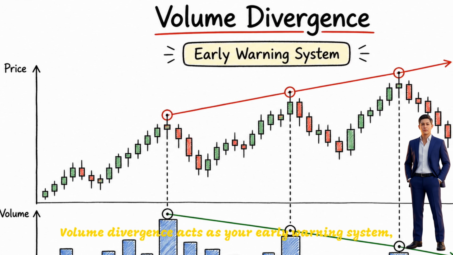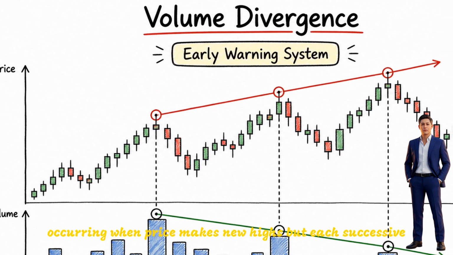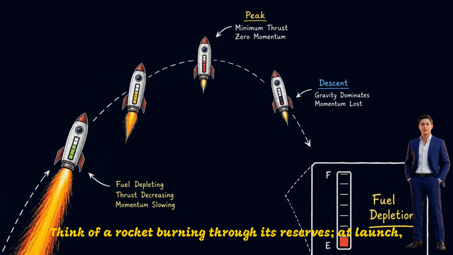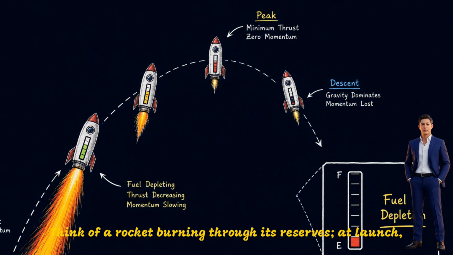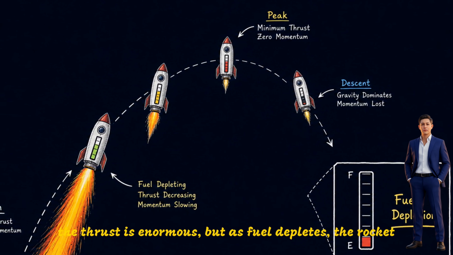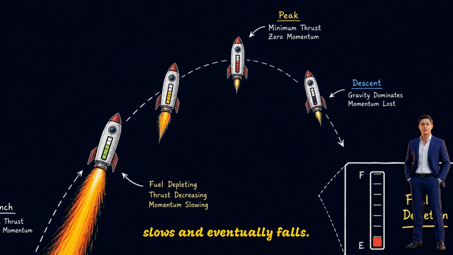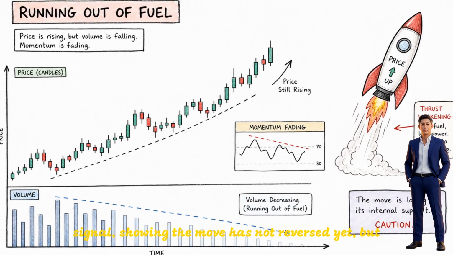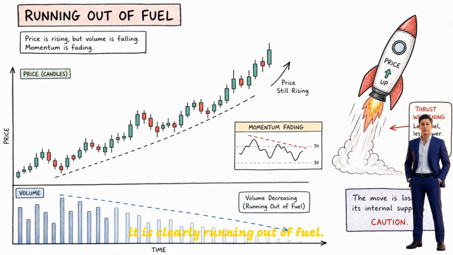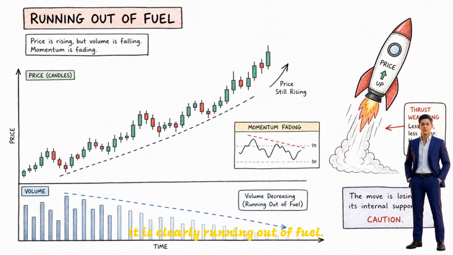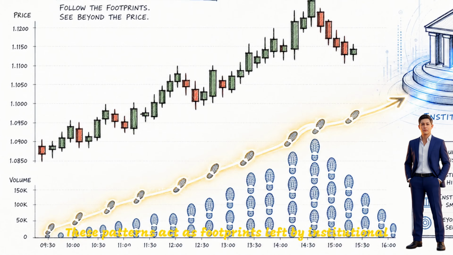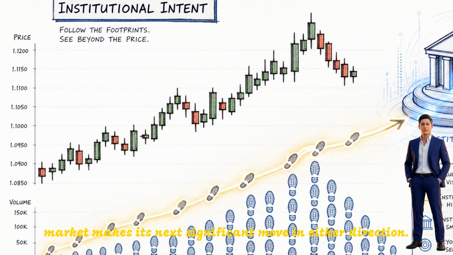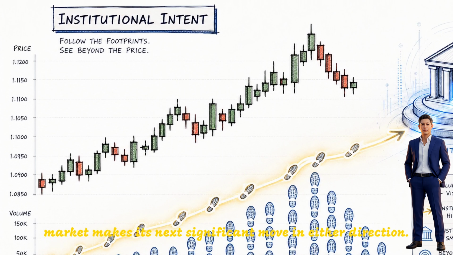Volume divergence acts as your early warning system, occurring when price makes new highs, but each successive push happens on less and less volume. Think of a rocket burning through its reserves. At launch, the thrust is enormous, but as fuel depletes, the rocket slows and eventually falls. Declining volume during rising prices is that exact signal, showing the move has not reversed yet, but it is clearly running out of fuel. These patterns act as footprints left by institutional players, revealing their true intentions before the market makes its next significant move in either direction.